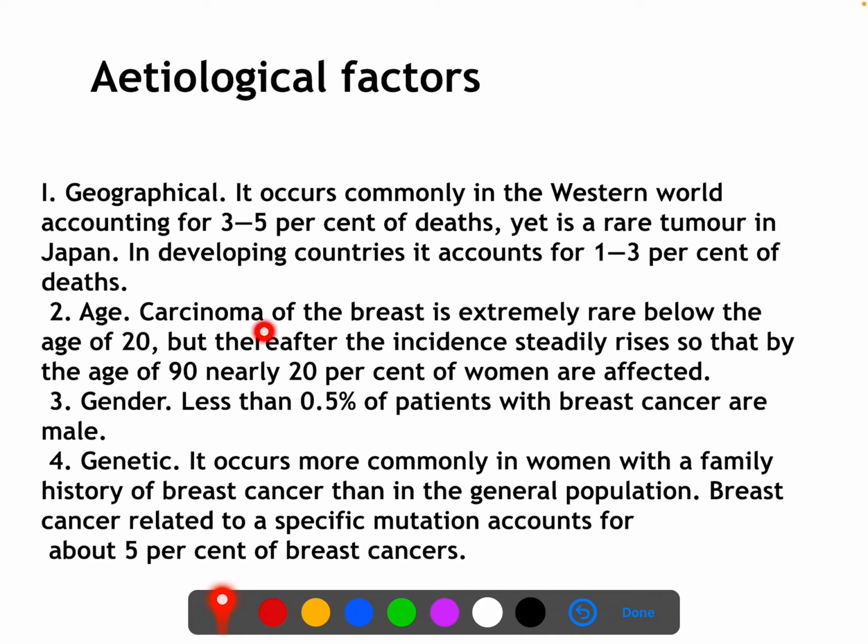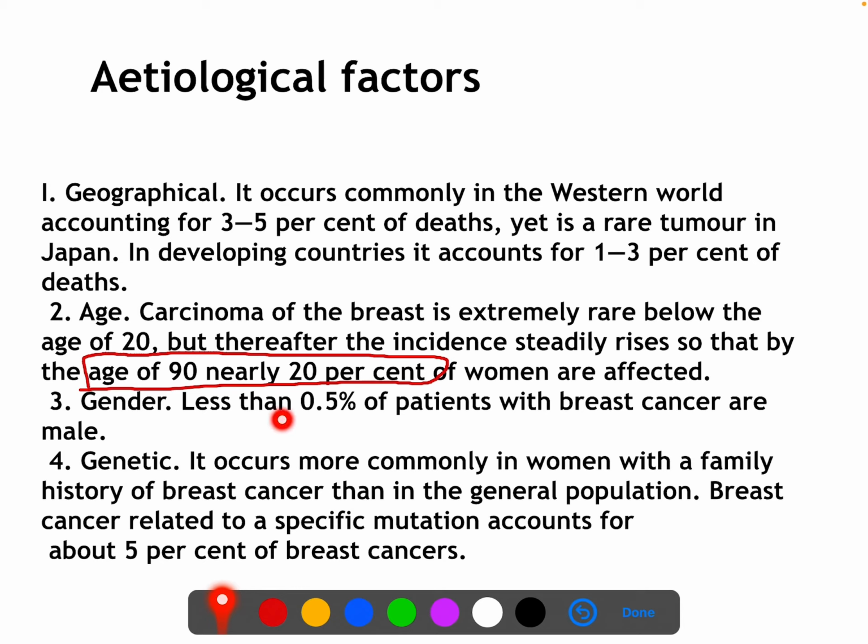Age: carcinoma of the breast is extremely rare below the age of 20, but thereafter the incidence steadily rises so that by the age of 90 nearly 20% of women are affected. يعني young age group يكون rare بس كل ما يكبر patient كل ما يزداد incidence مالت age. فالage it is an etiological factor. With increasing age there is increased risk of breast cancer.